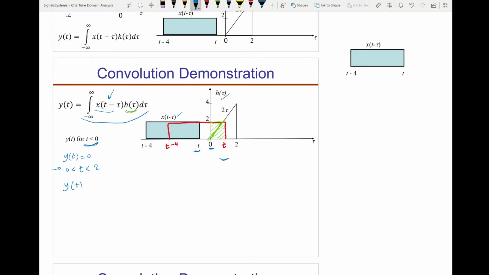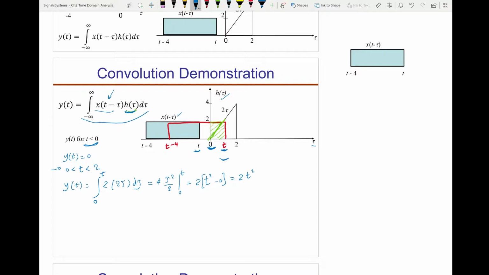y of t equals x of t minus tau, which is just 2, h of tau is just 2 tau, d tau. Now here, where is the limit of this integral? Well, the two functions overlap from 0 all the way to t, where t can be anywhere between 0 and 2. So then this lower limit will be 0, and the largest it can be is t. If you carry out this integral, it will be 4 tau squared over 2 evaluated from 0 to t, and this would be just 2t squared minus 0, 2t squared.